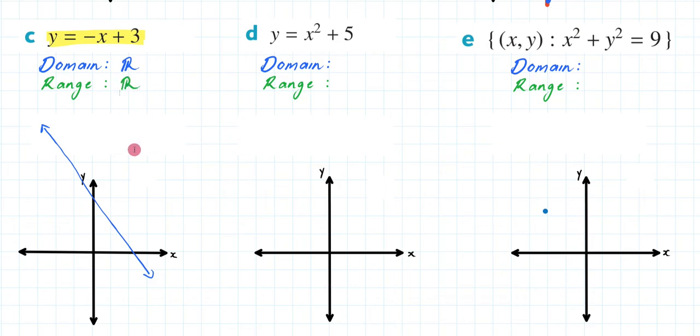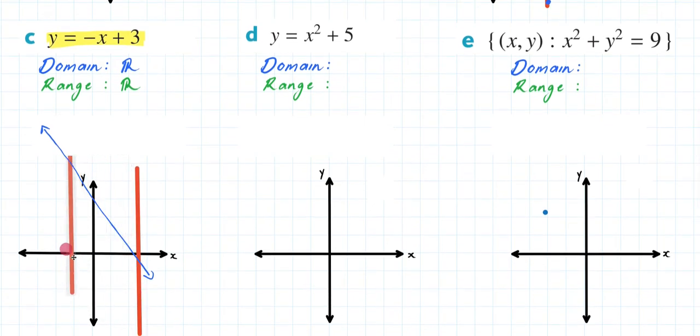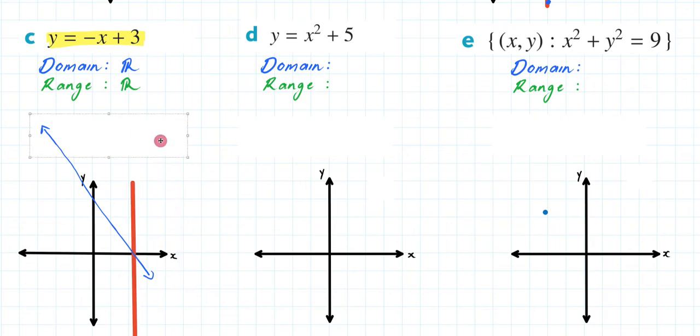I now need to figure out whether or not this is a function, and to do so I'll use my vertical line test. Is there anywhere on this graph where I could draw a vertical line and get more than one intercept? As you can clearly see, there isn't. I'm only ever going to get one intercept. So this satisfies the vertical line test, and this is a function.